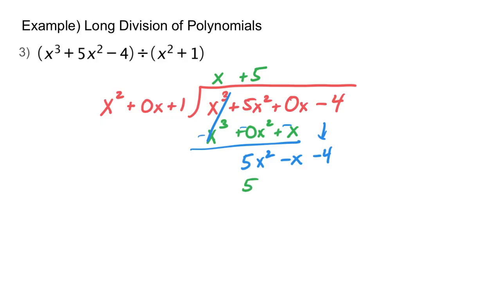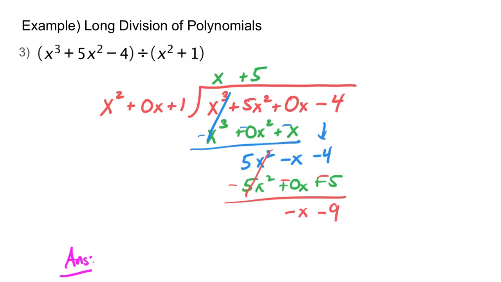And I'll multiply 5x squared plus 0x plus 5. I'll turn it into a subtraction problem. Cancel. That'll give me negative x minus 9. So my answer is x plus 5 plus negative x minus 9 over x squared plus 1.